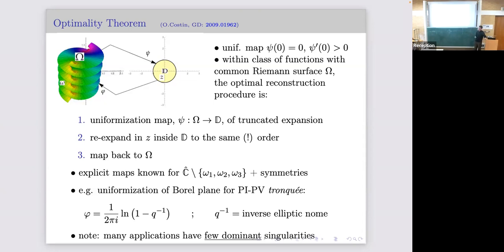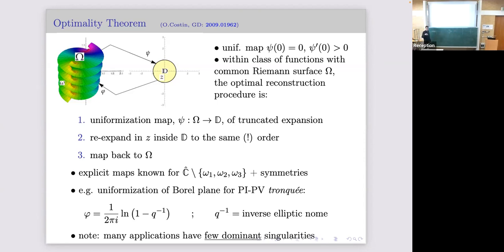You can map it into the unit disk, and it's Riemann's theorem. And this uniformizing map can be normalized in this way, and that is unique. So the theorem is that within the class of all functions having a common Riemann surface, which roughly speaking for the purposes of this talk just means their branch points are in the same locations, you don't have to specify the exponents, just the locations, you map not using a conformal map, but using this uniformizing map of the truncated expansion.